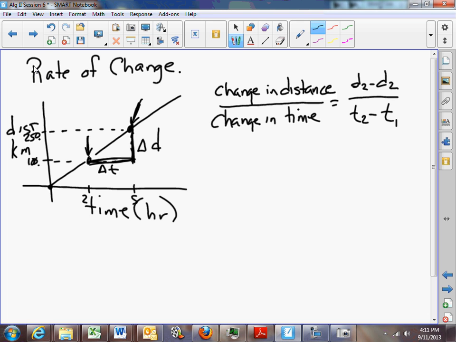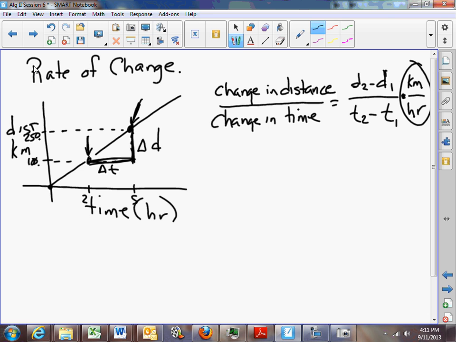So d2 minus d1, oh, did I do that? That should be a 1 here, guys. The second distance minus the first distance, d2 minus d1, over t2 minus t1. Now, in this particular case, the change in distance is how many kilometers have changed, and the change in time is how many hours have changed. So if you look at the units, it is kilometers per hour, which is a fairly important concept to understand.